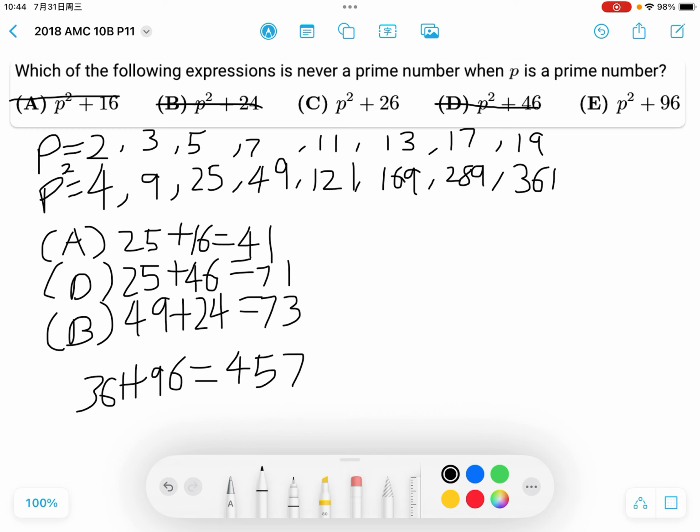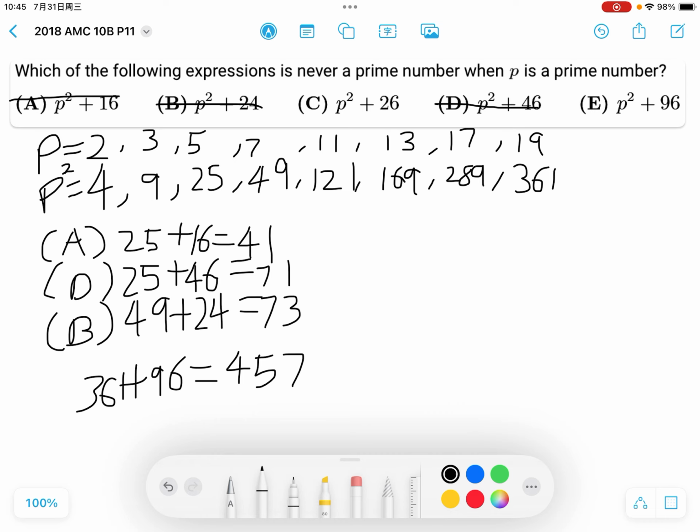So let's try 457 divided by 17. Let's just hope this works. 2 times 17 is 34. 45 minus 34 is 11. 117 divided by 17, so 17 times 5 is around that, so there is a remainder, so it's not divisible by 17.